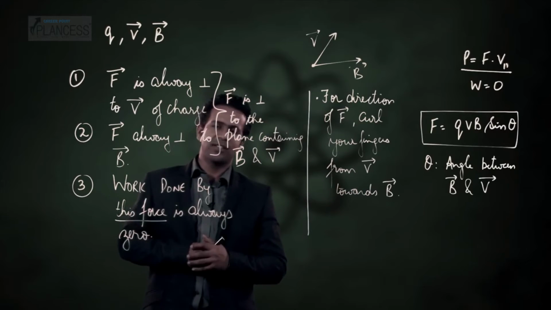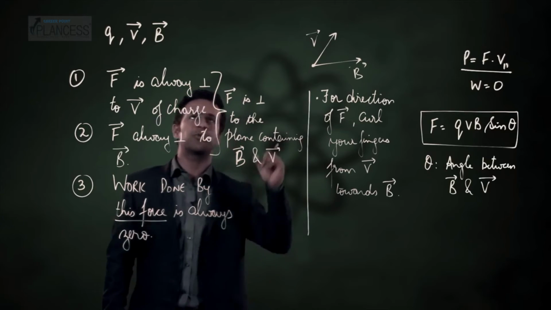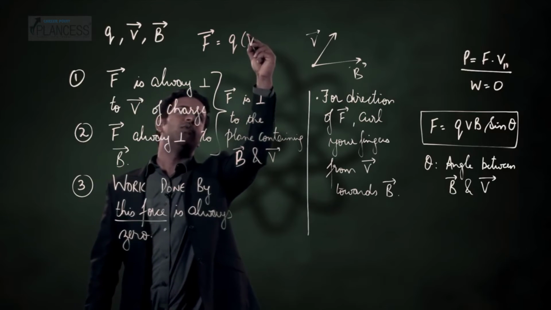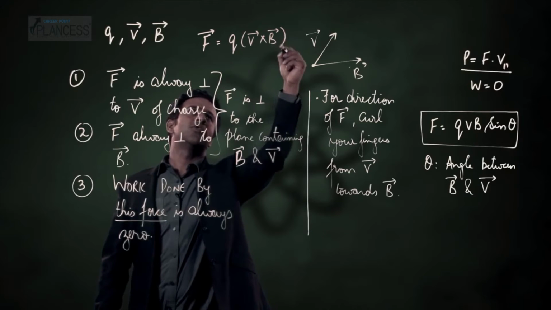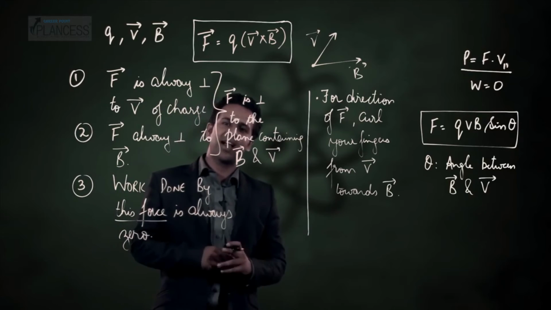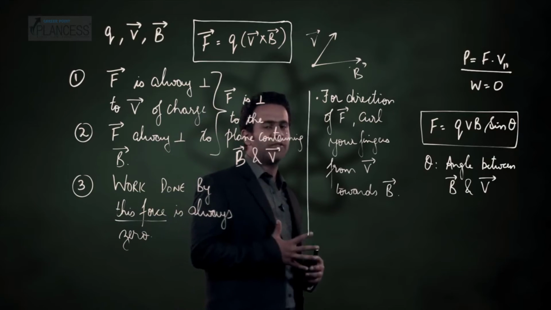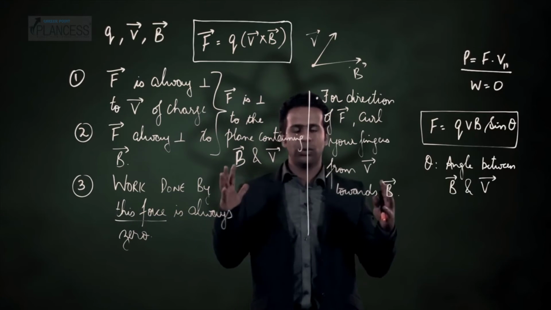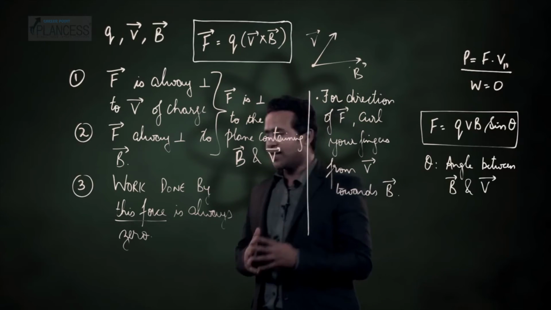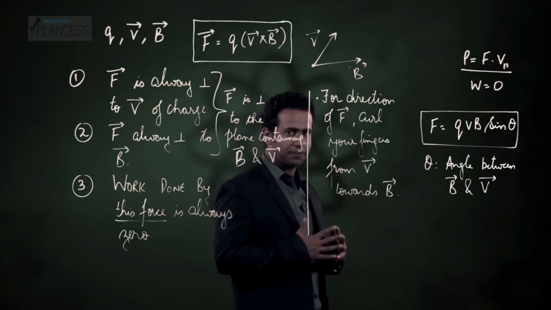Now, we have not discussed this, but in case you know, this entire thing can be summarized into a single expression which is given by F is equal to Q into V cross B. So in case you are familiar with cross product, the entire discussion can be summarized into this single expression. But if you are not familiar with cross product, then everything you need to know we have already discussed in parts.